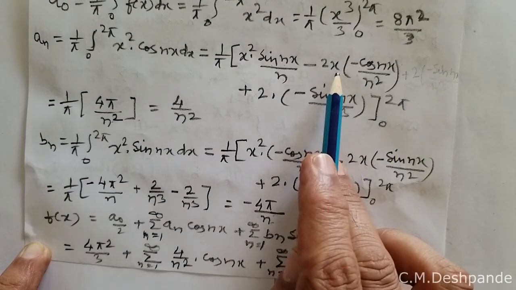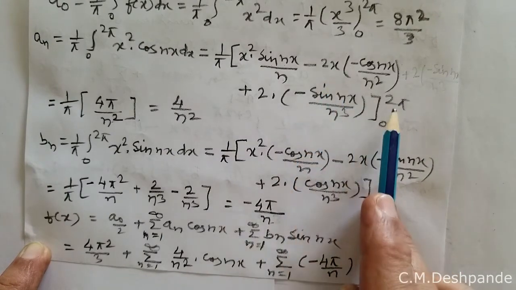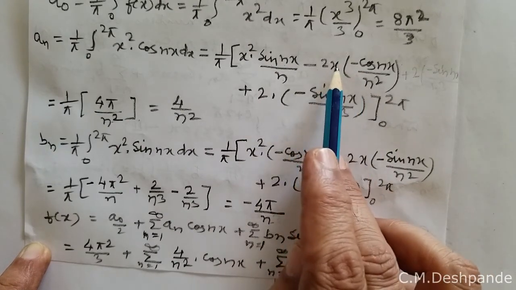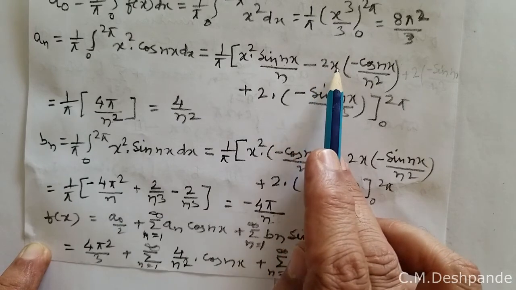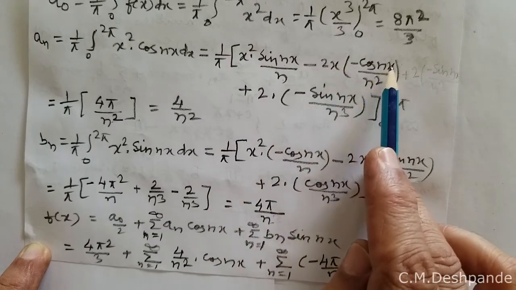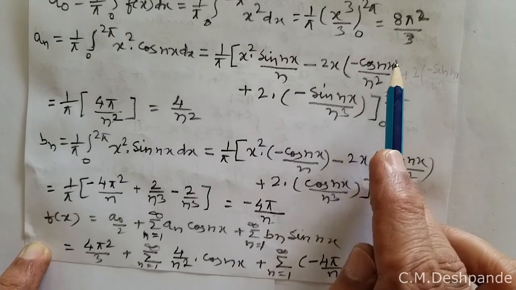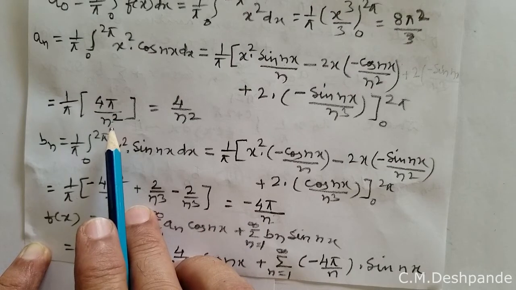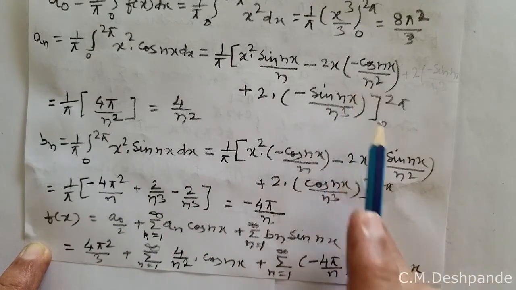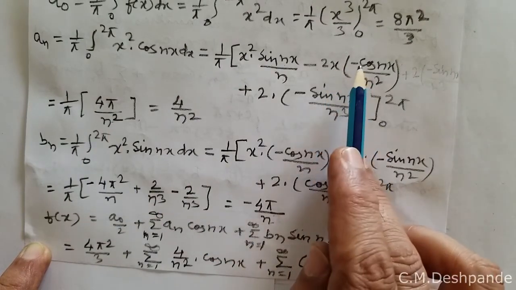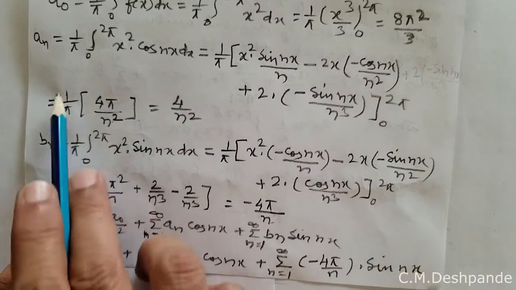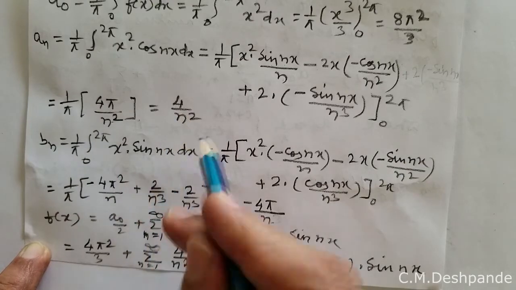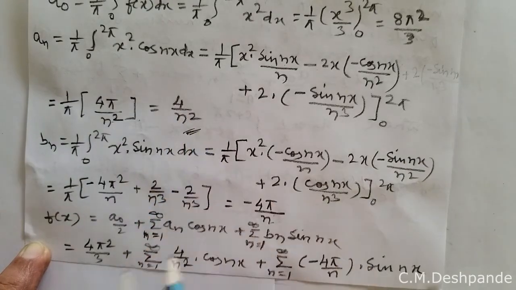So the first and last terms become 0 for the upper limit and lower limit. Then calculate the second term carefully. Replace x by the upper limit 2 pi. Now this negative and this negative become positive, and replacing x by 2 pi, 2 into 2 pi is 4 pi, cos of 2n pi, and cos of 2n pi is always plus 1. So it becomes 4 pi upon n square. And replacing the value of x in the second term, x is 0, so it becomes 0. So this is the value of the integration, and 1 by pi, 4 into 4 pi upon n square becomes 4 upon n square. So this is the value of a suffix n.